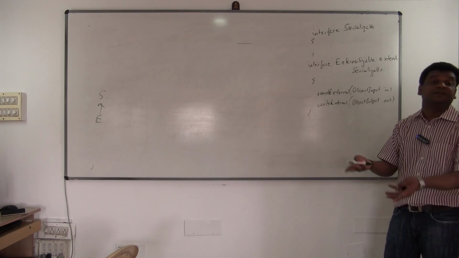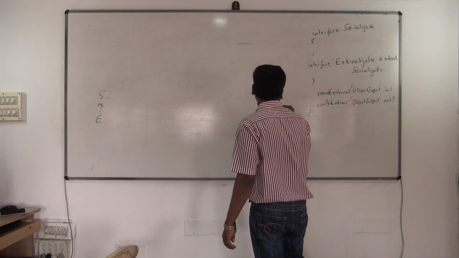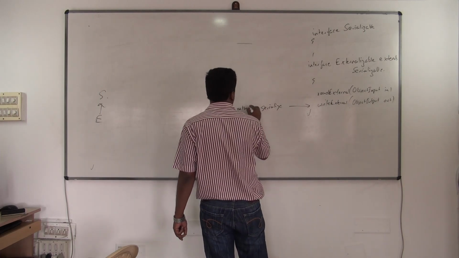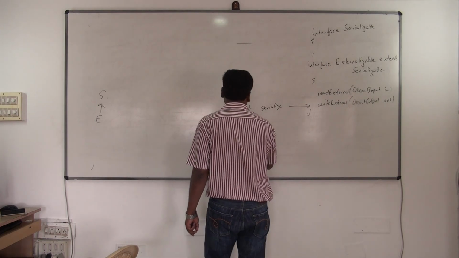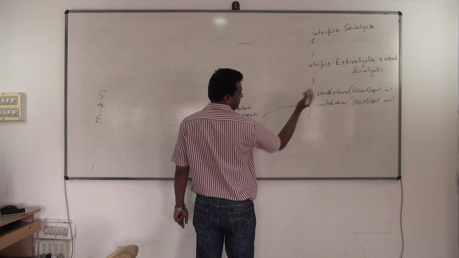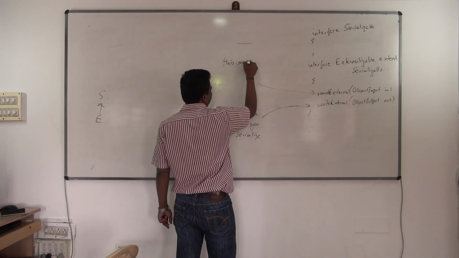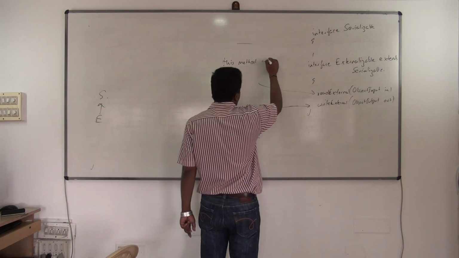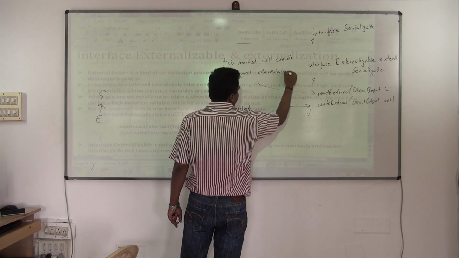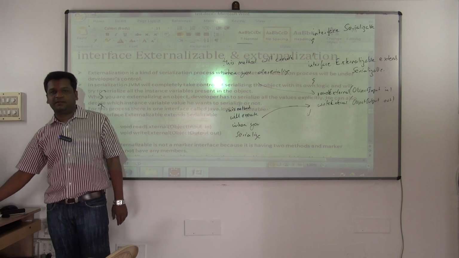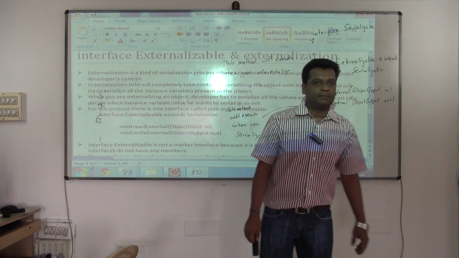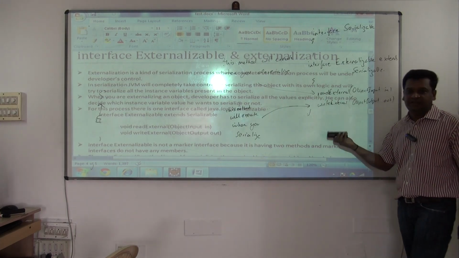Similarly, this method, writeExternal, will execute when you serialize. And this other method, readExternal, will execute when you deserialize. That's all you need to understand. Nothing more. Implicitly, it will execute when you deserialize. Same concept. Nothing big, only that method will be executed. You should know when that method is called. readExternal is invoked when deserialization is happening, implicitly it will be called. writeExternal will be executed when serialization is happening. That's it.